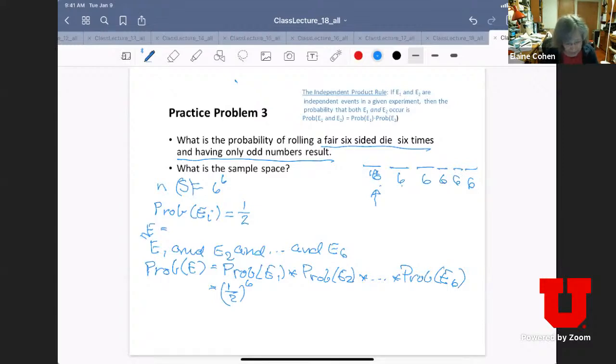So here we have a case where the probability of each roll is 1/2, but the probability of the event that's the composite of all of them is definitely not equal in the space of all possible rolls, because you have 6 to the 6th of them equally likely. Okay, very good.